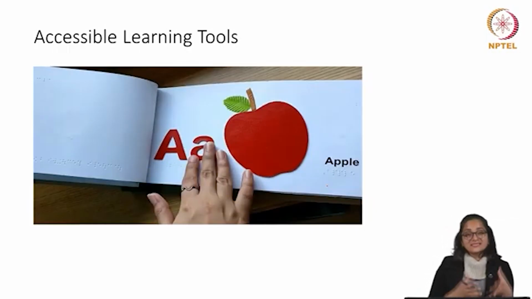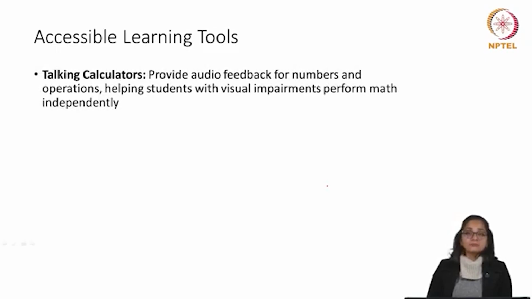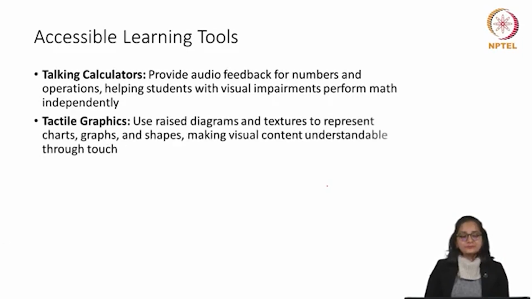Then we come to accessible learning tools. This is also more of an umbrella heading. In this, there can be multiple such solutions which are simple tools, but they help people with different kinds of disabilities. So one is talking calculators. They provide audio feedback for numbers and operations and help students with visual impairments to perform math independently.